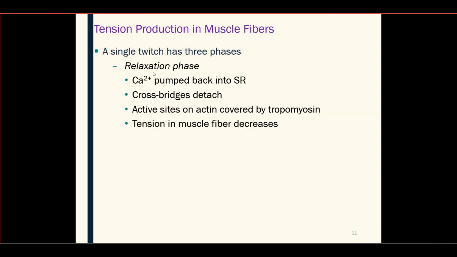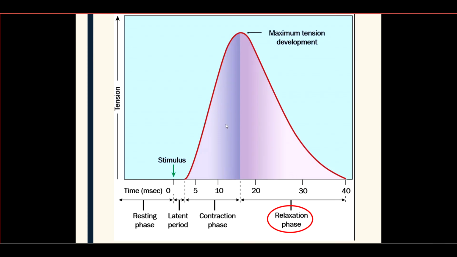This we call the relaxation phase. At this point, there wasn't any more nerve stimulation. We only had the one nerve stimulation. So the calcium is going to be released from the troponin. The calcium gets pumped back into the sarcoplasmic reticulum. The cross bridges detach. The active sites become covered again by the tropomyosin, and the tension goes down.